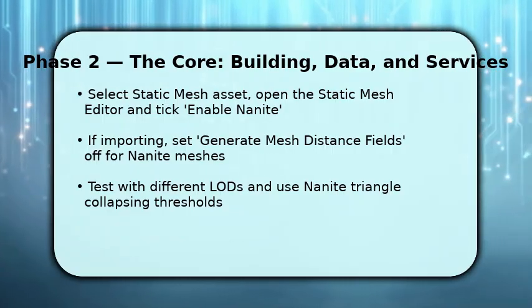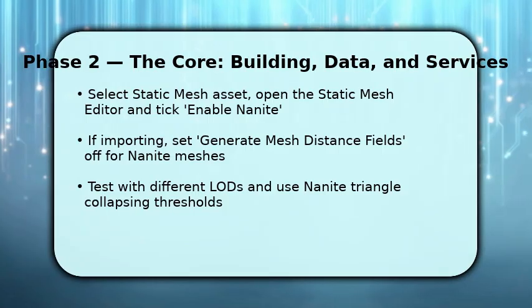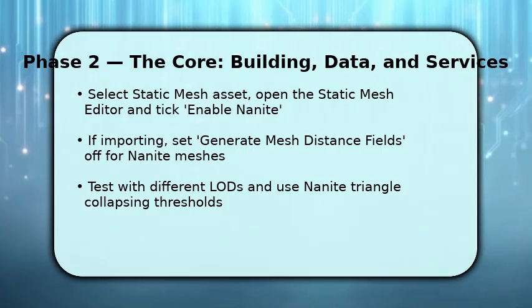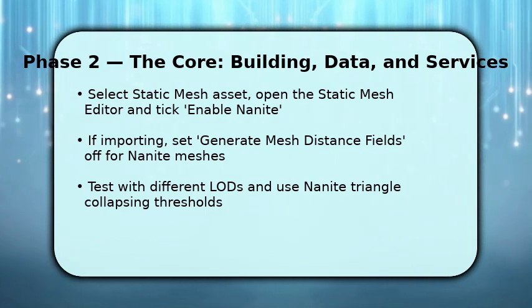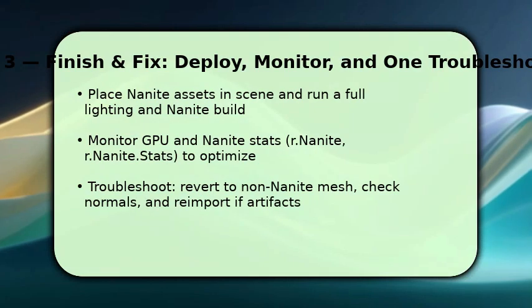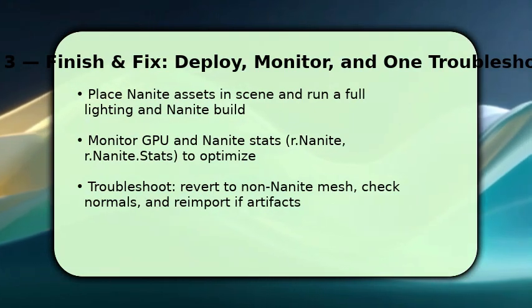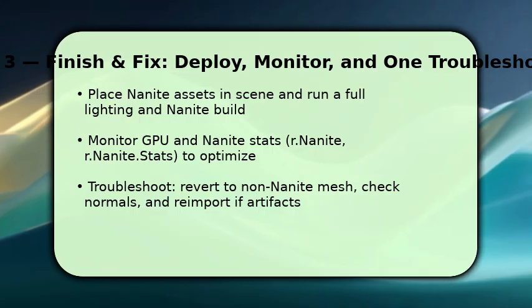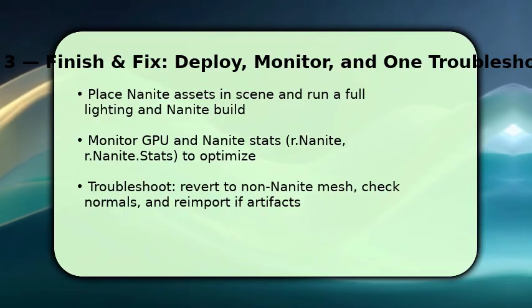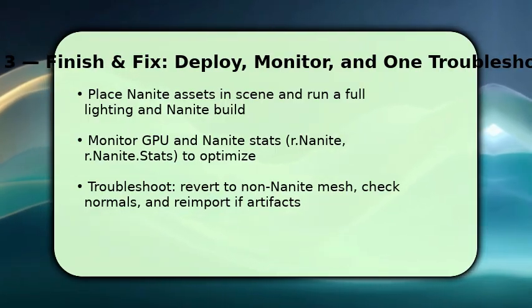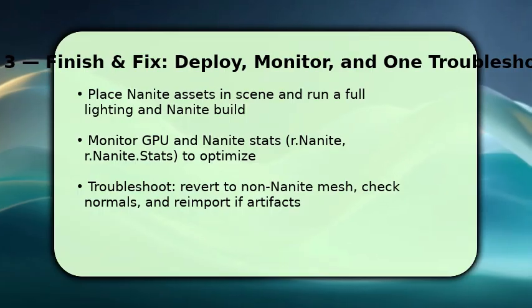If you imported multiple assets, batch apply settings via the content browser to save time and ensure consistent conversion across the scene. You finish by placing Nanite assets and running a comprehensive build: lighting, geometry, and shaders. Monitor performance using r.Nanite and r.Nanite stats to identify any bottlenecks and tweak streaming distances and cluster thresholds accordingly.